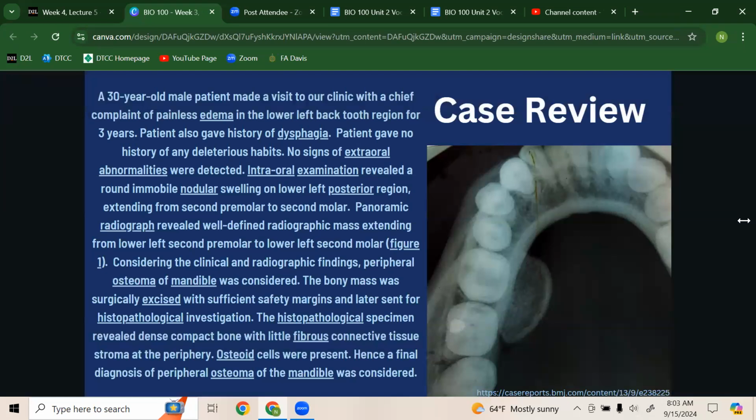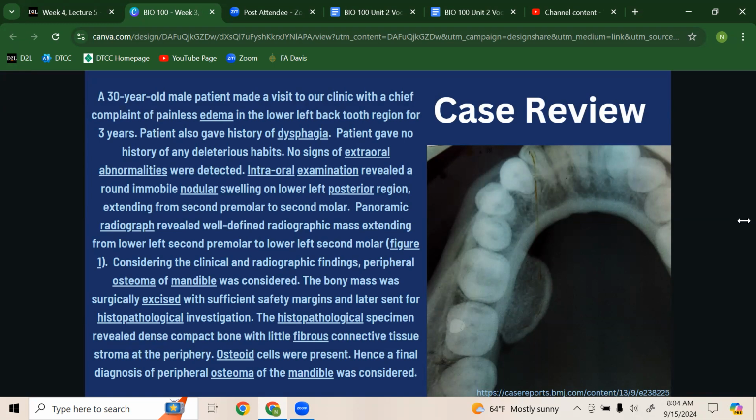Considering the clinical and radiographic findings, peripheral osteoma, so oma is going to be a tumor, and oste is our word root for bone. So a tumor of the bone, and our mandible is your jaw. So a tumor of the jaw. So bone of the jaw has a tumor.